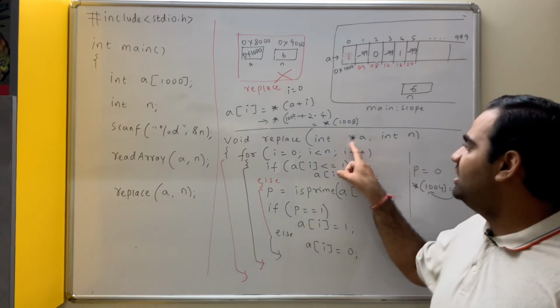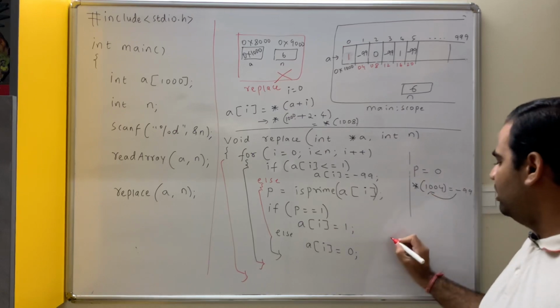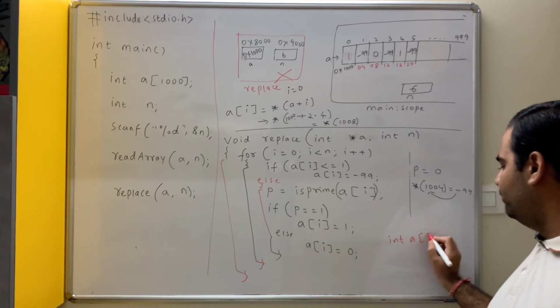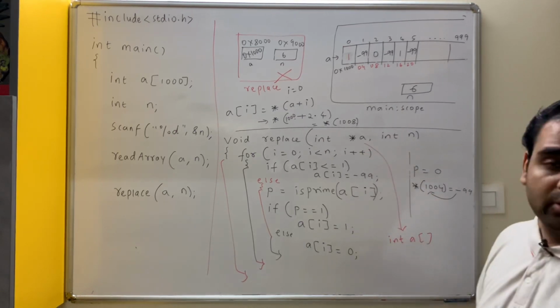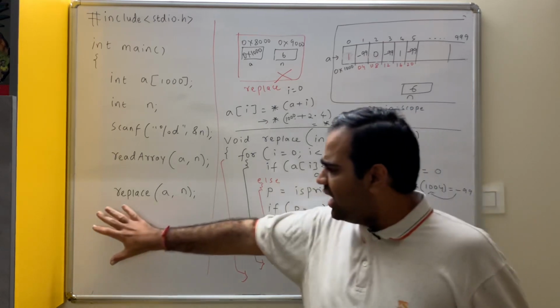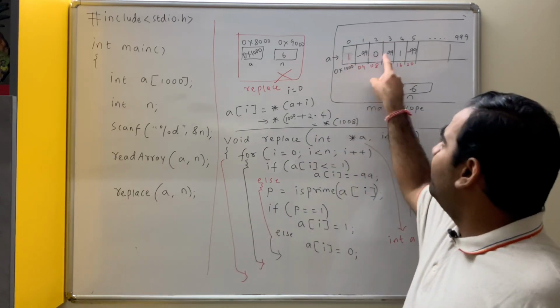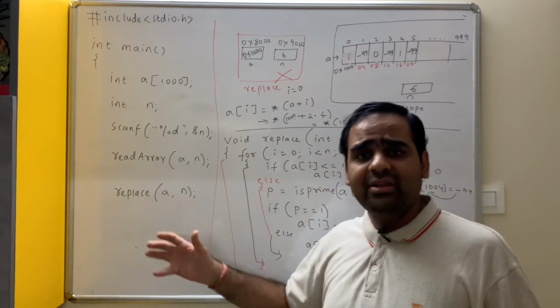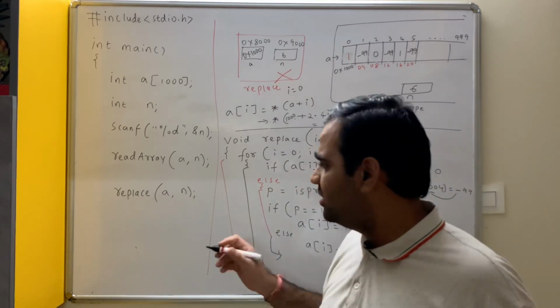Now you can write int star a, or you can write it this way as well, int a of this particular parameter. Now I come back to main. I see that the values are changed. How do I verify that the values are changed?